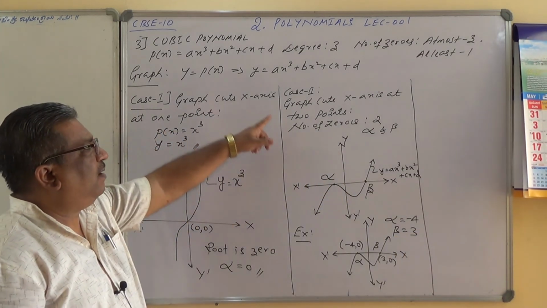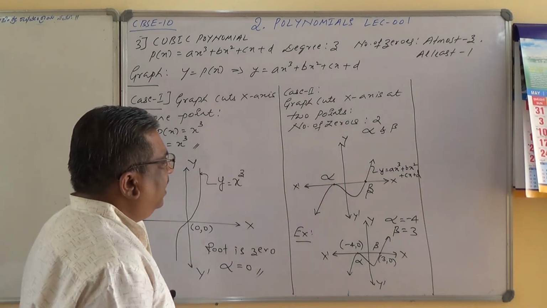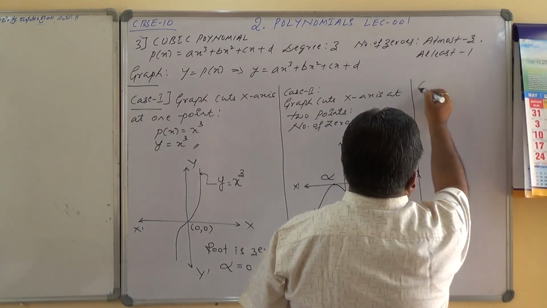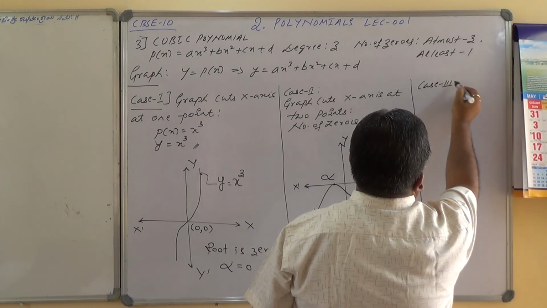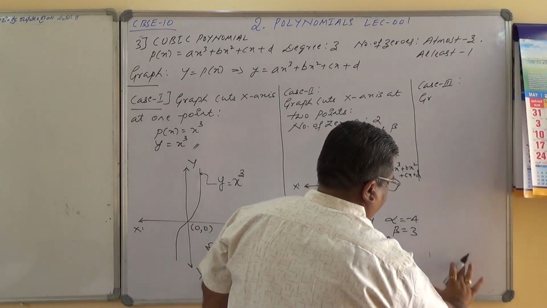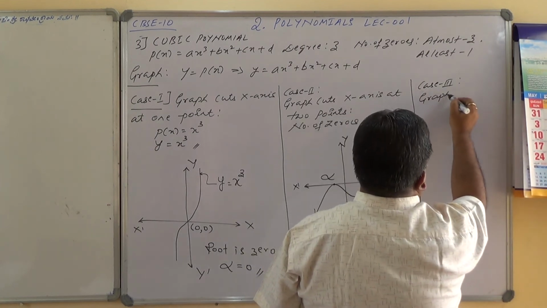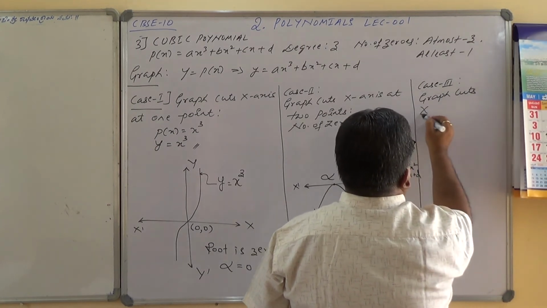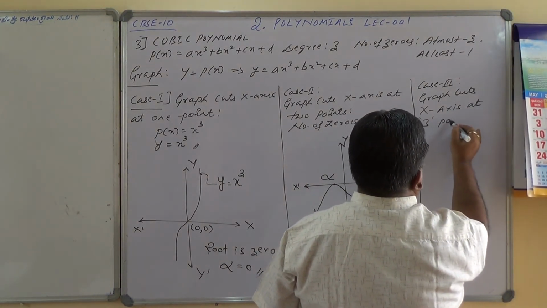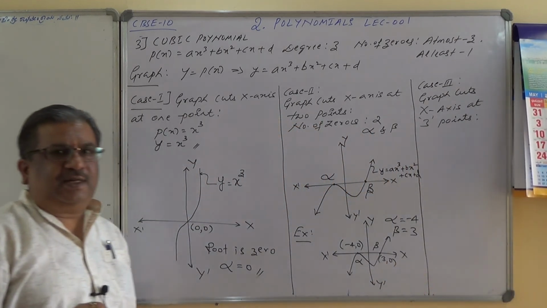So here you have case 2, where the graph of the cubic polynomial intersects the x-axis at 2 points. Let me take one more case here, case 3. Graph cuts the x-axis at 3 points. And therefore the number of roots will be 3 maximum, isn't it?